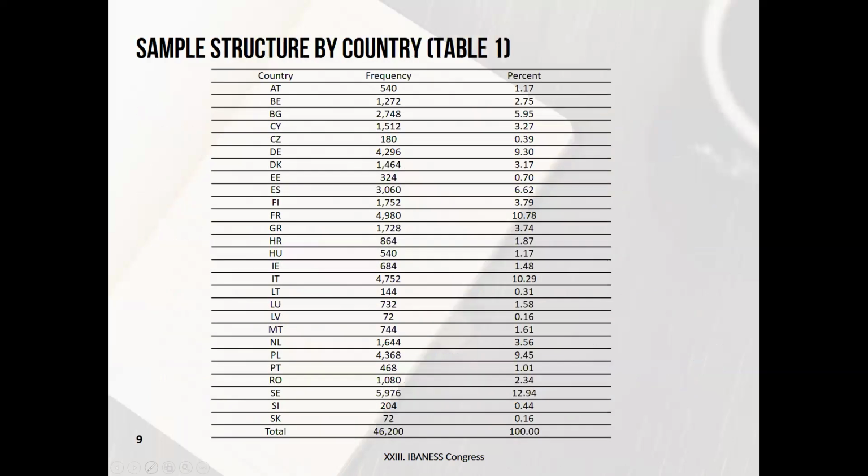So this table 1 illustrates our sample distribution across 27 European countries. Notably, large samples come from Sweden, France, Italy, Germany, and Poland. Such diversity enhances the robustness and generalizability of our findings across different institutional settings.